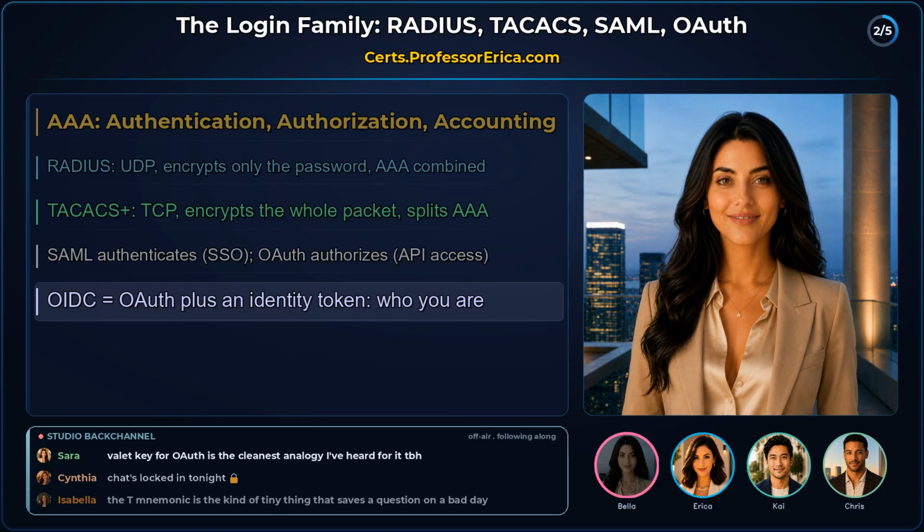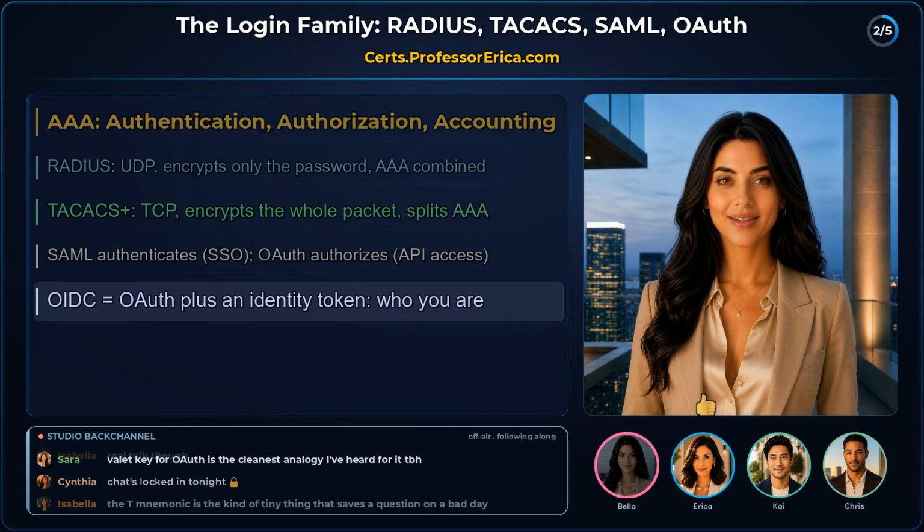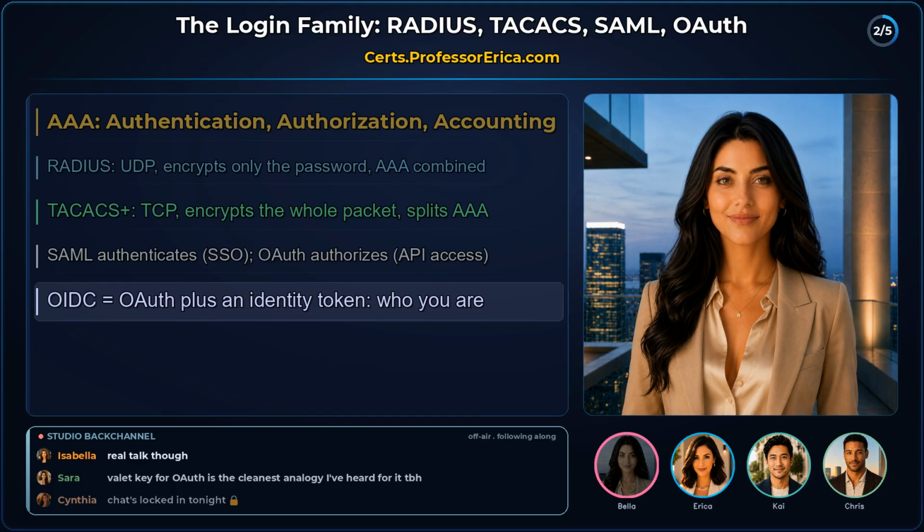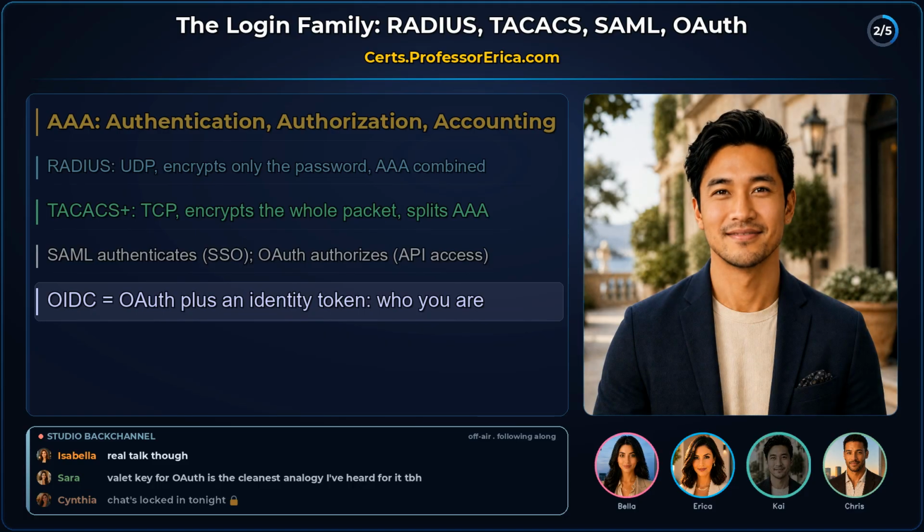And underneath every one of those terms sits multi-factor authentication, MFA, which is just combining the three factor types. Something you know, like a password. Something you have, like a phone or a token. And something you are. And something you are is the one people forget on the exam.